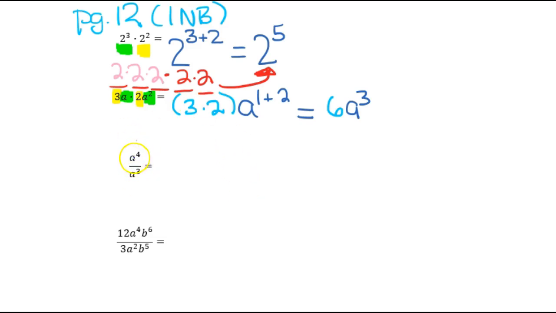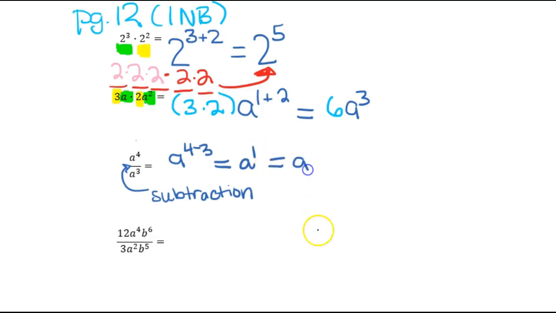Now, a to the 4th divided by a to the 3rd. Again, we're going to think about this as subtraction. So we have a to the 4 minus 3 power, which will give us a to the 1st power, and we can also just write that as a.